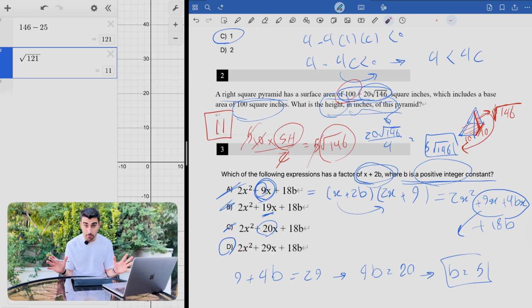I've taken the SAT multiple times, I got multiple perfect math scores, and I've never seen a question like this type of question where the answer wasn't choice D. So it's a quick tip from me. But now let's move on to question 4.